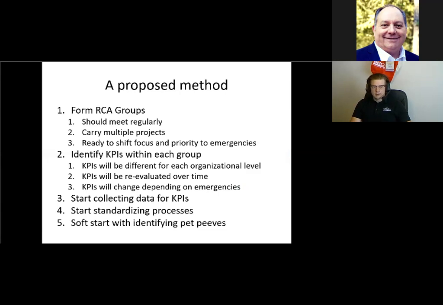Then in our method, we're going to identify key performance indicators within each group: the strategic, the operational, and tactical. And these key performance indicators will be different for each organizational level. We're going to reevaluate those over time, because it's a good chance that our RCA work will lead us to question and change what we deem as key performance indicators.